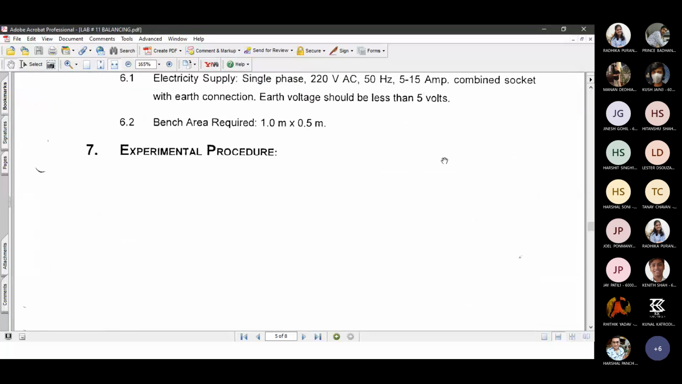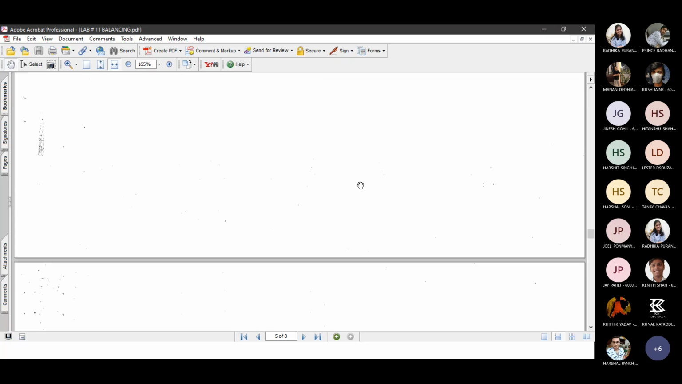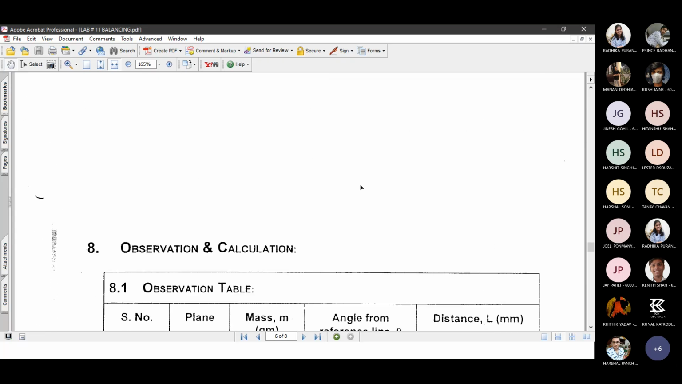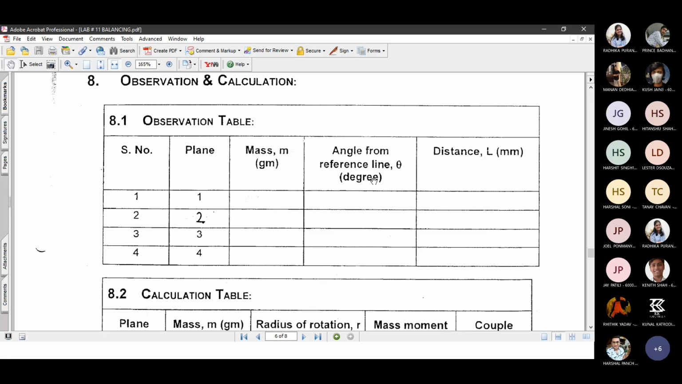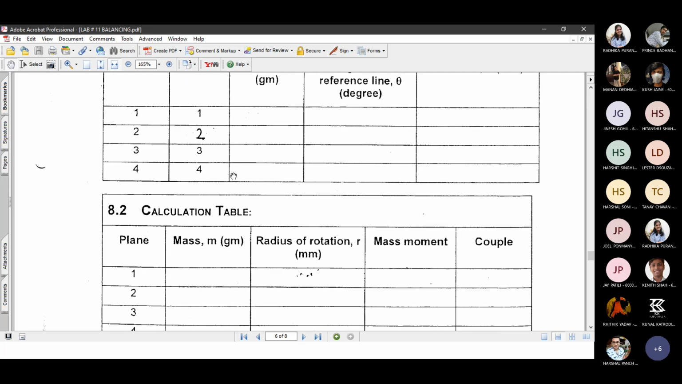Then experimental procedure. Now for the experimental procedure, you have to write the procedure as what we have done in this experiment. Alright, got it? Okay, so whatever steps we have done, you have to enlist. Okay, so then complete the observation table.